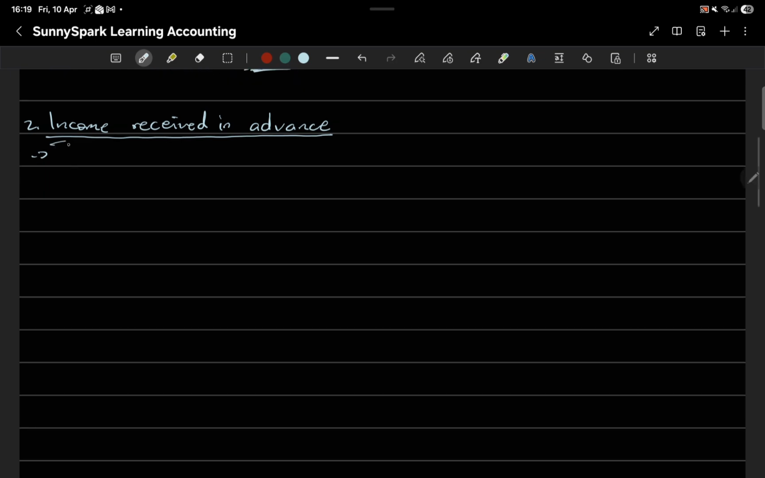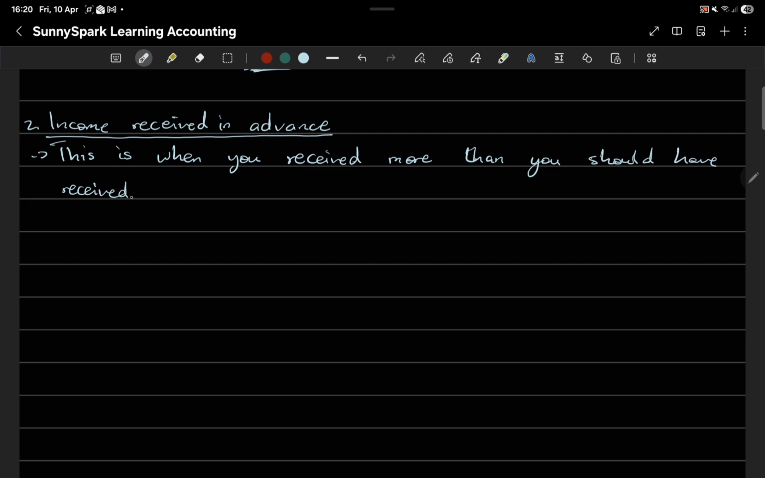Okay, so let's define this. This is when you received more than you should have received. Now here let's give an example of rent income on your income statement.